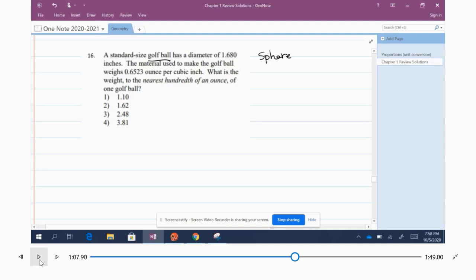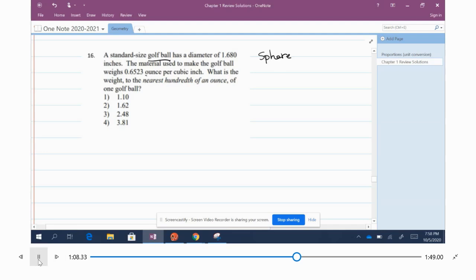Okay, so now we're looking at a sphere, diameter of 1.68, so the radius is going to be 0.84. This right here is a density. Ounces per means over, or division, so ounce over cubic inch. Now cubic inch is a volume. Okay, any units cubed is typically a volume. So that's what we're going to end up doing.